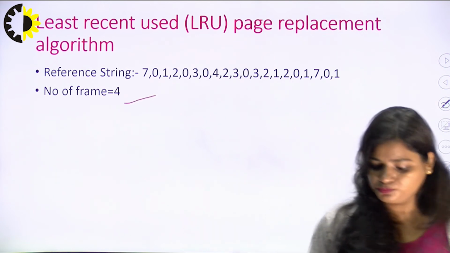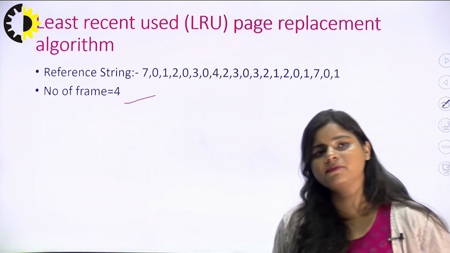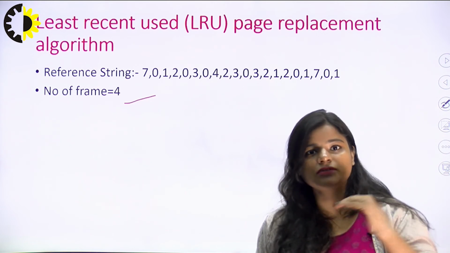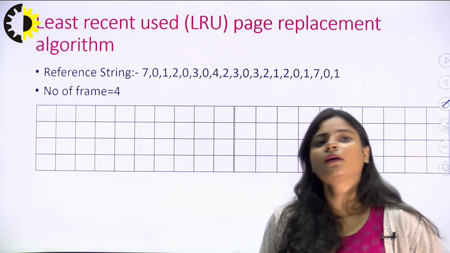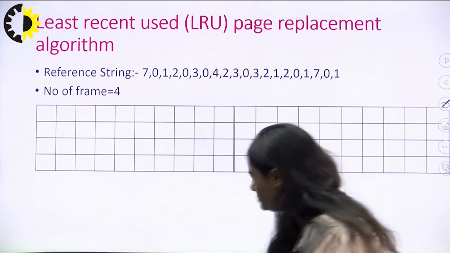So let's continue. Here we will just do the opposite approach of the optimal page replacement algorithm. Here we look at the past string, not the future string. Okay, so again we have 4 frames. Let's start.